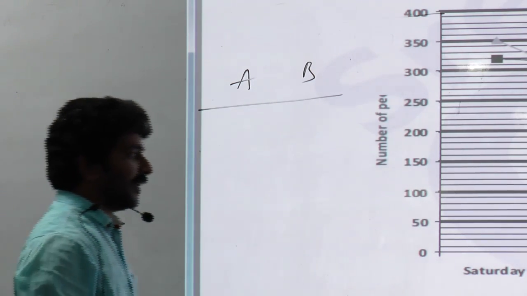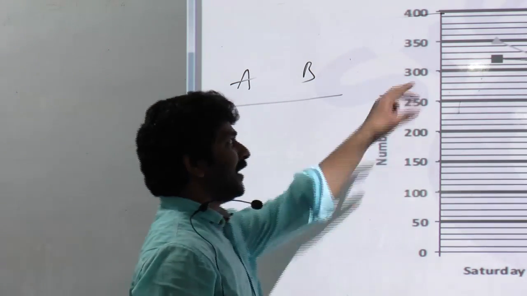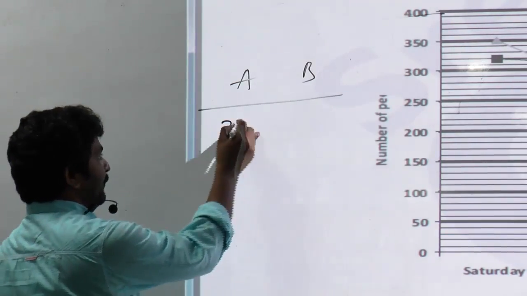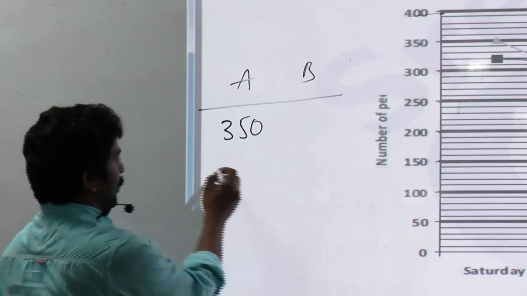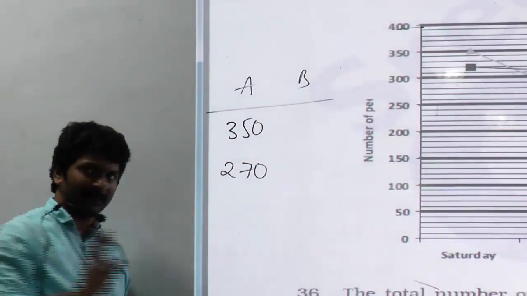Saturday and Sunday. Saturday, train A, just now I think we have calculated. How much is that? 350. And on Sunday, 270. Just first let me write the numbers.